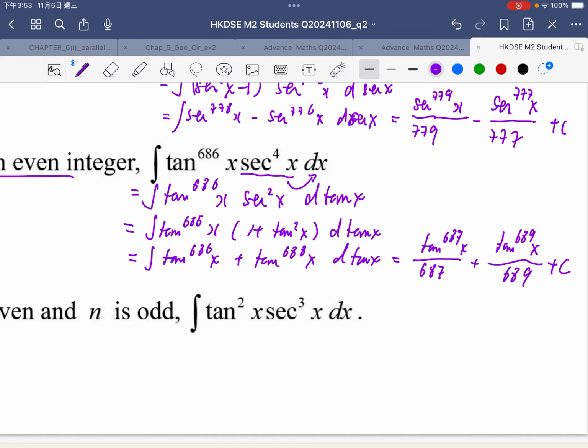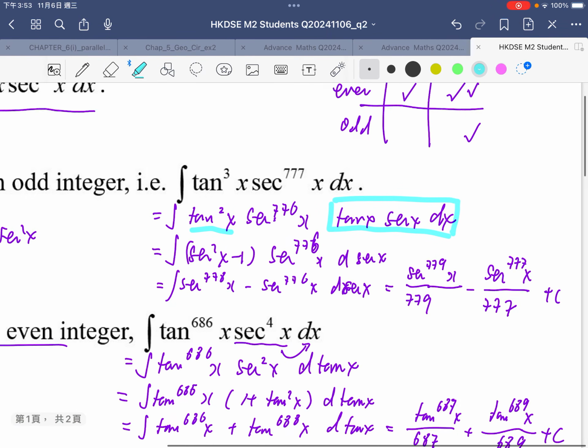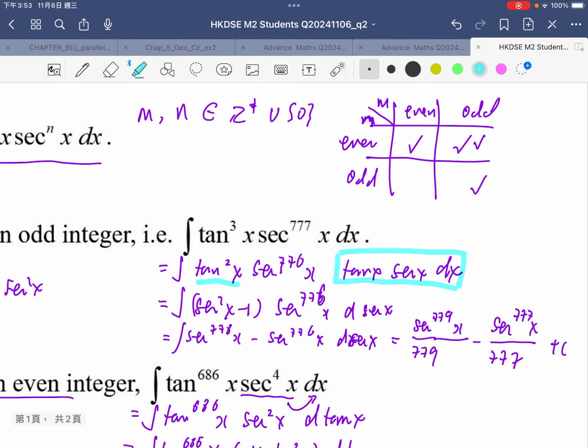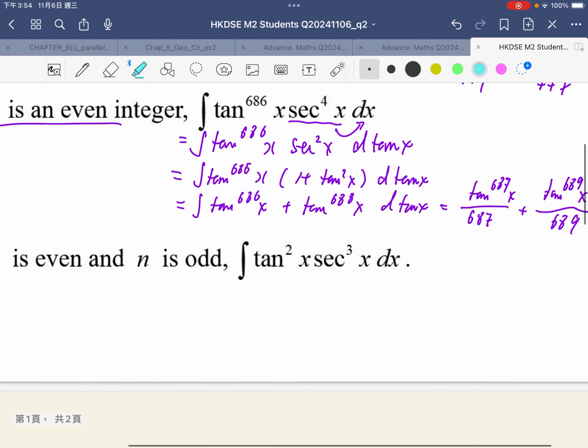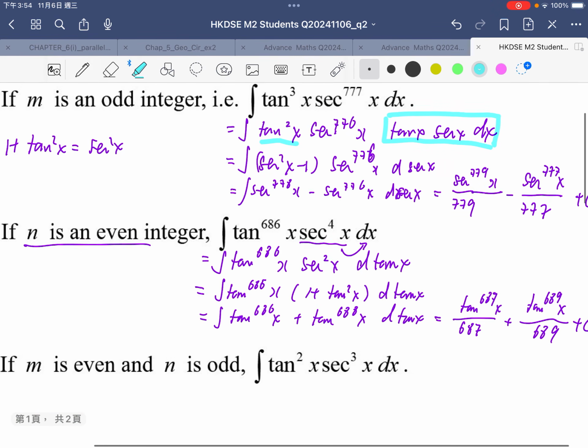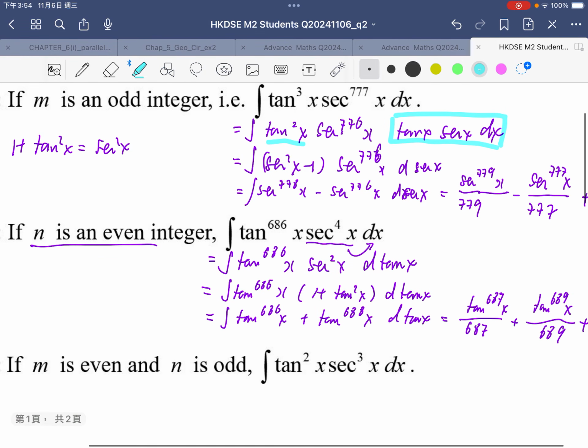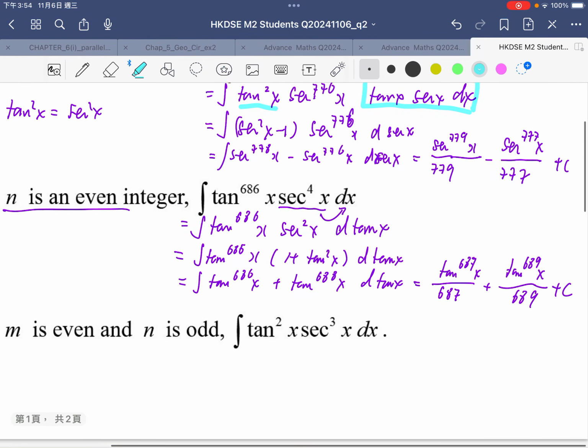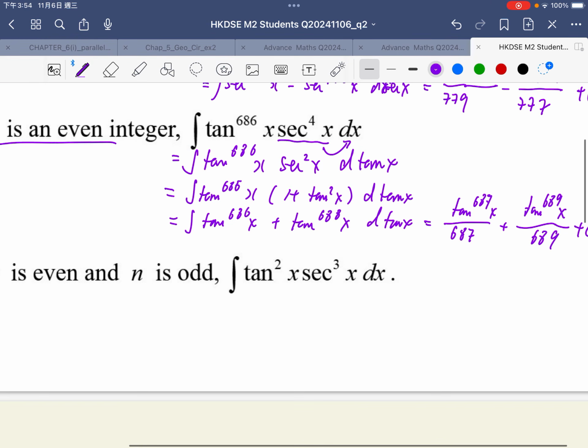Okay. For the last case, this is the worst case because there is no formula for this one. Oh, so crazy. In this case, m is even and n is odd. In this case, we only have one thing to do: expand the tangent square to be secant square x minus 1.